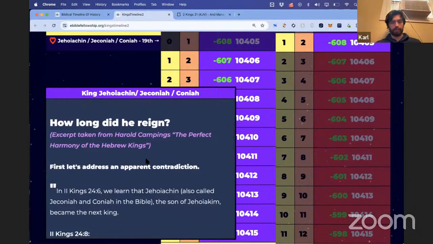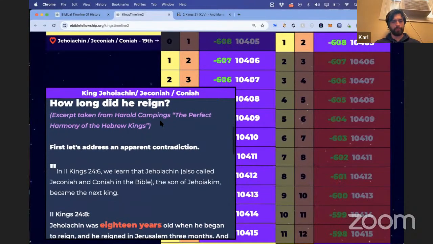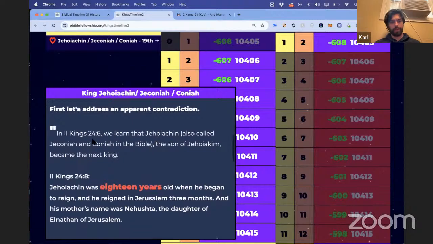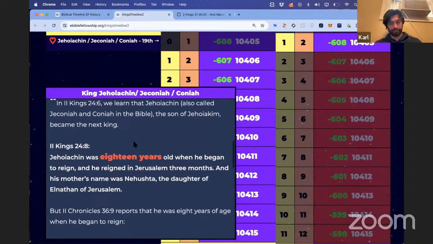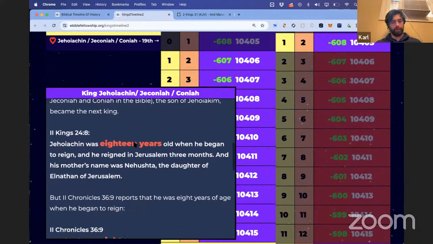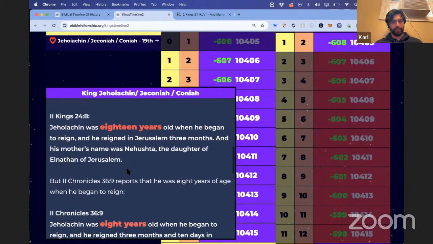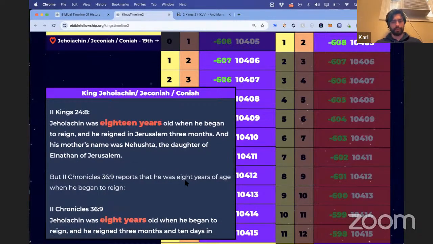So again, this is a quote from Mr. Campion's Perfect Harmony book. First, let's address an apparent contradiction. In 2 Kings 24:6, we learn that Jehoiachin, also called Jeconiah and Coniah in the Bible, the son of Jehoiakim, became the next king. And in 2 Kings 24:8, Jehoiachin was 18 years old when he began to reign, and he reigned in Jerusalem 3 months. And his mother's name was Nehushta, the daughter of Elnathan of Jerusalem. But 2 Chronicles 36:9 reports that he was 8 years of age when he began to reign.